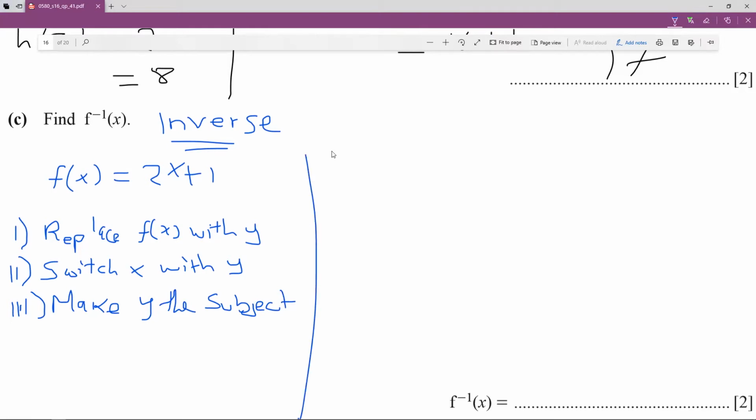So I'll do the first step. Step number 1, replace f(x) with y. So I'll just take my f(x) and replace it with y. That's my equation. Looks much better and less scary now. Then switch x with y. That simply means where there is y, you place x, and where there is x, you place y.